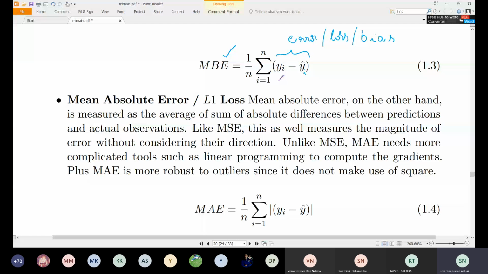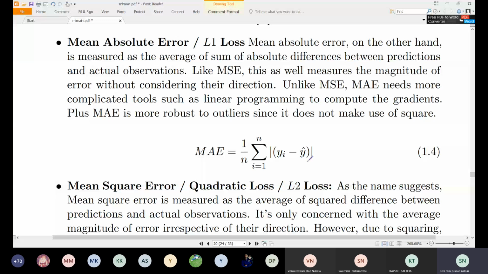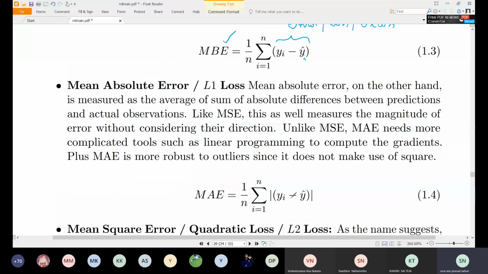So how to get the magnitude without considering the direction or sign? If you apply the absolute function, we get the magnitude without considering the sign. So that is the only difference between the previous formula and the current formula. What is the name? The name is mean absolute error. So this is error for the ith sample. Because you have calculated the absolute value, we are saying that it is mean absolute error.